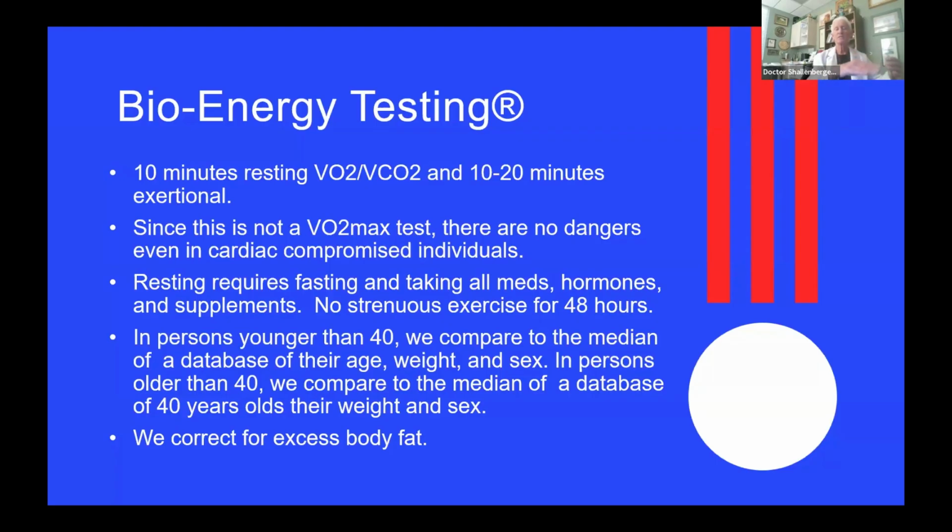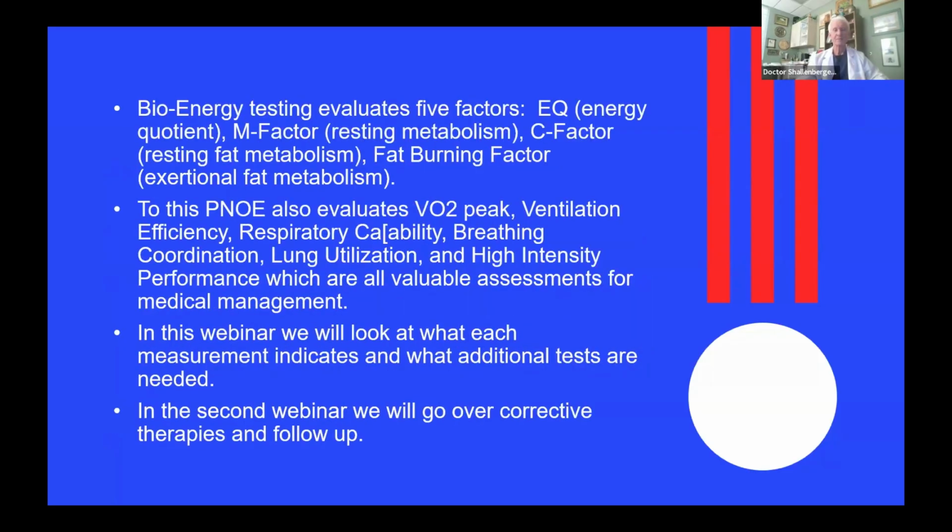And that weight is taken into account when we determine the database we're going to compare you to. The truth is that fat is very metabolically poor, doesn't do anything, and it screws up the statistics. So we always compensate for excess body fat, because if you're overweight, you could have really good METs, but it's not going to come out as good if we don't correct for your body fat percentage. So that's how we get the resting data.